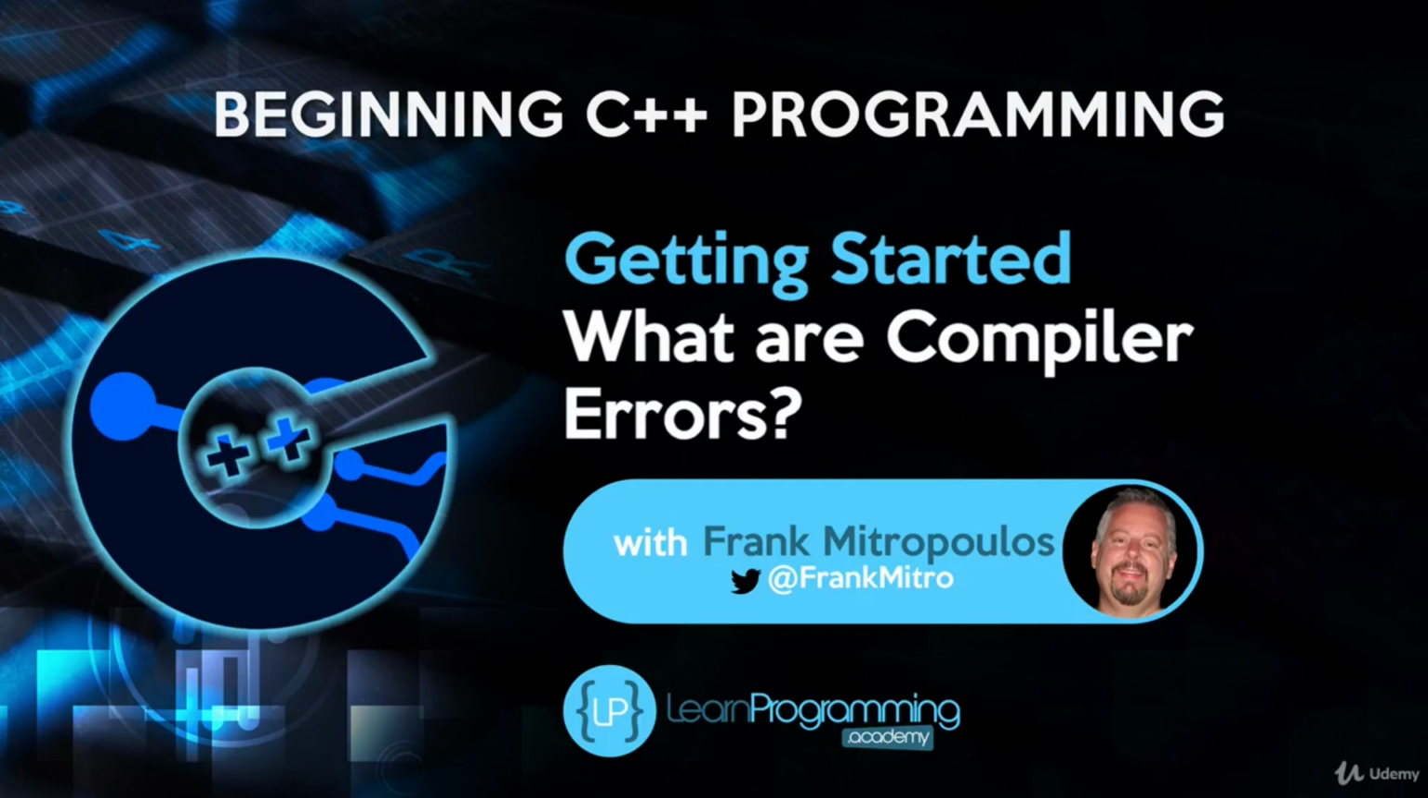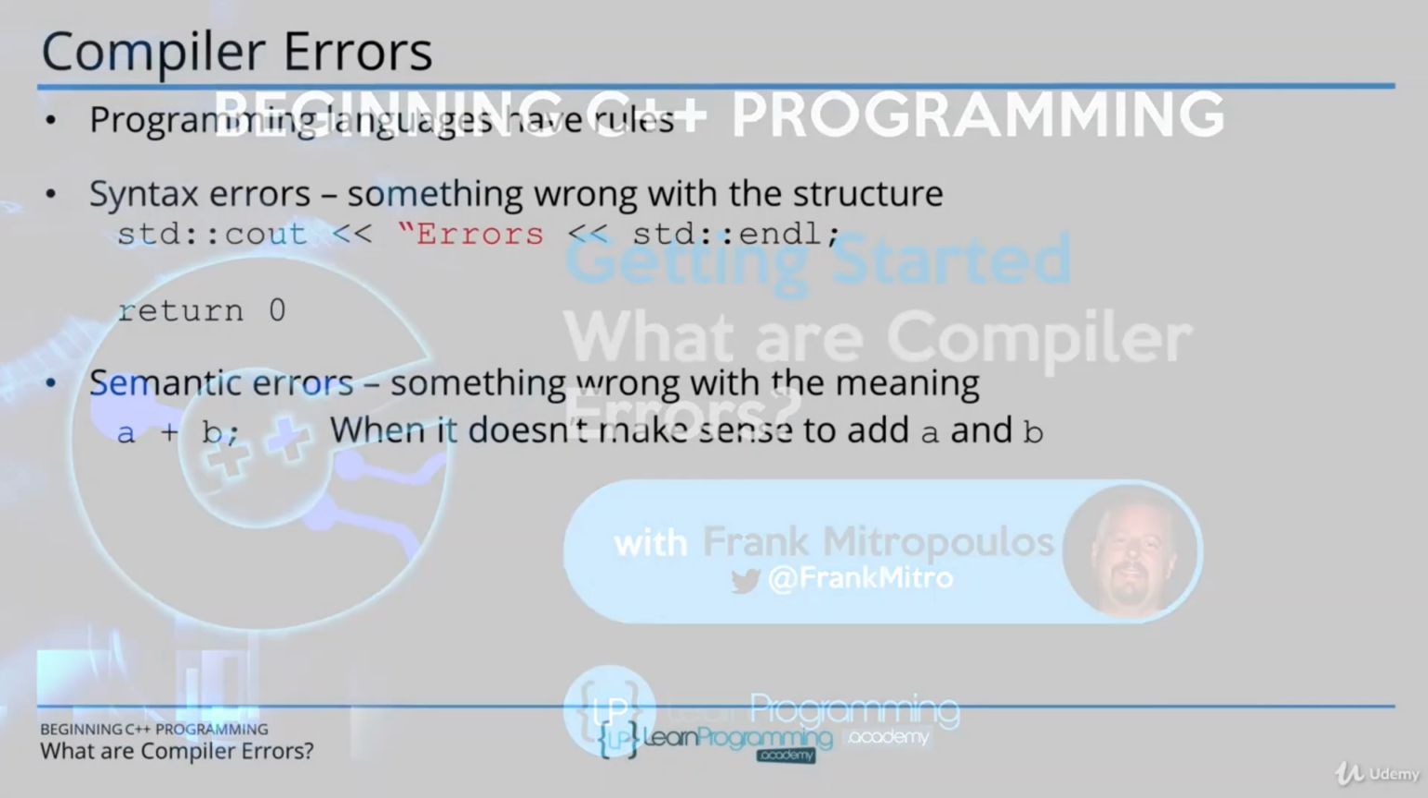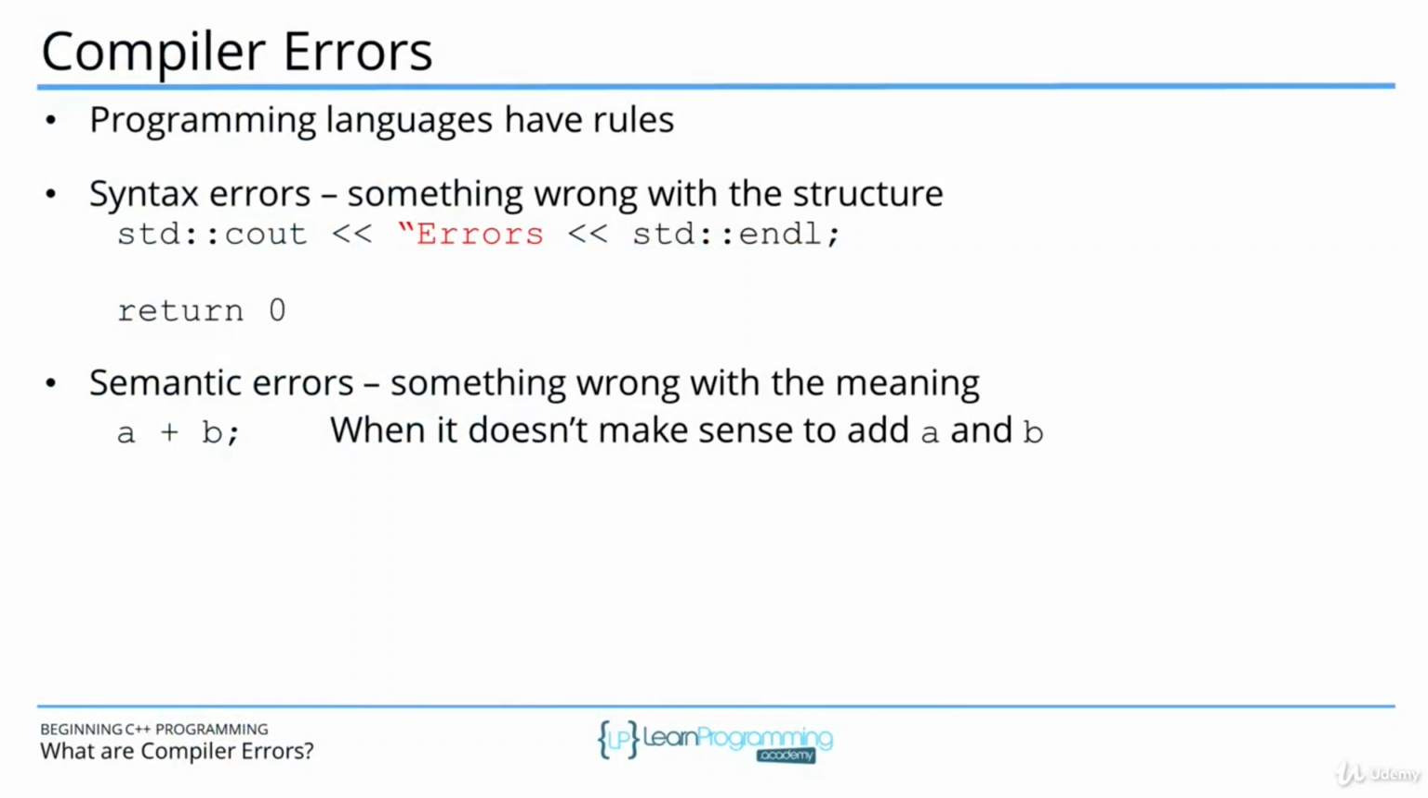In this video, we'll talk about compiler errors and why they can happen. Programming languages have very specific rules about how to write code so that the compiler can translate that code to machine code. These rules involve both structure and meaning. For example, C++ says that all variable declarations must end with a semicolon. If we don't add the semicolon at the end, or we put it in the middle instead, then we have a syntax error. The compiler is complaining that the structure is not correct.